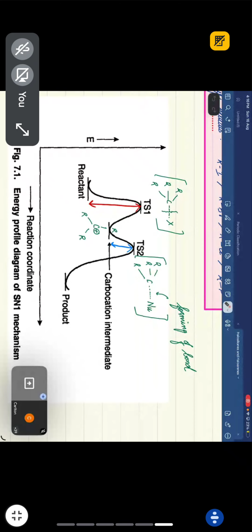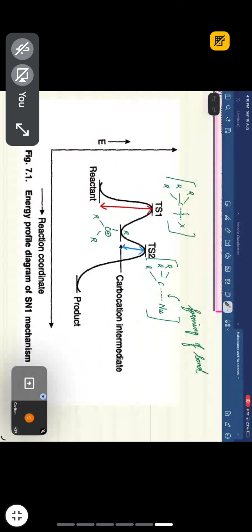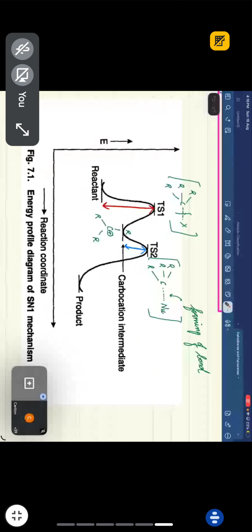Any doubts? I'm going to repeat again. SN1 mechanism has two steps, two peaks. SN2 mechanism has one step, one peak. That's it. The peaks always represent transition states. The grooves always represent intermediates.